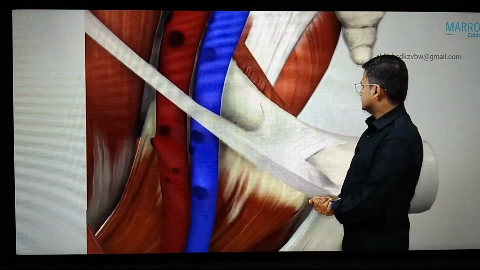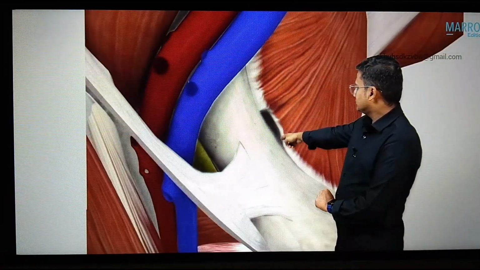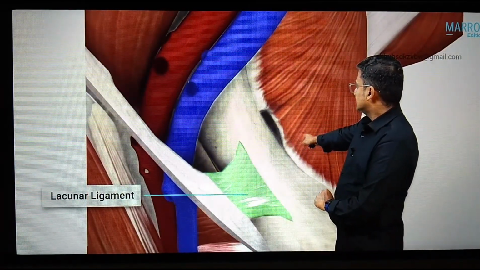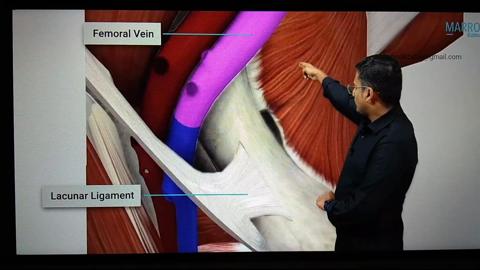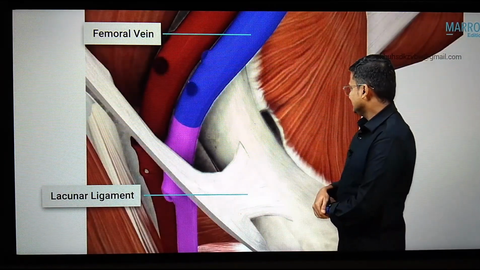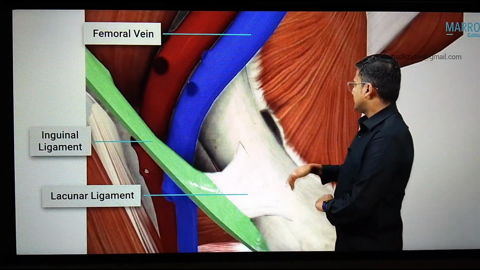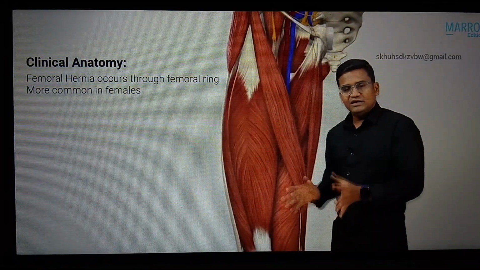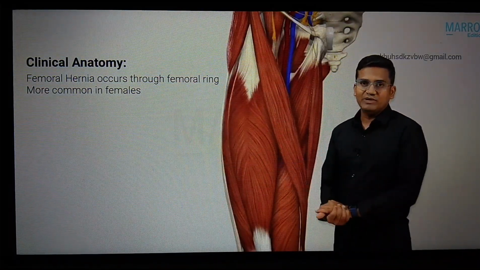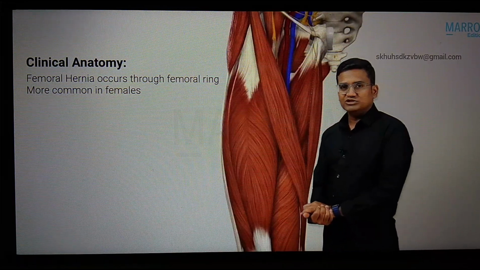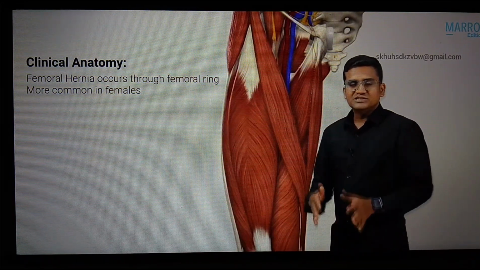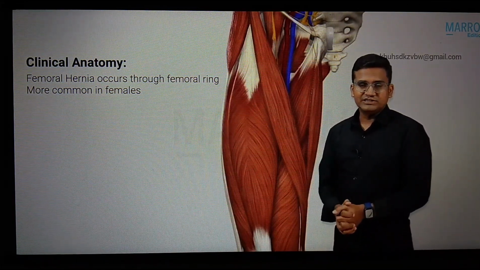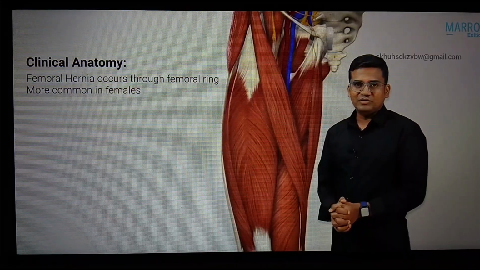Okay, right. Now, boundaries again, medially, you are seeing the lacunar ligament, right? That is the femoral vein on the lateral side. Now, inguinal ligament in the front side. Femoral hernia occurs through femoral ring. Now, this femoral ring is much wider in female. So, femoral hernia most commonly seen in females. So, these are the animations you have to see about the boundaries of the femoral ring.